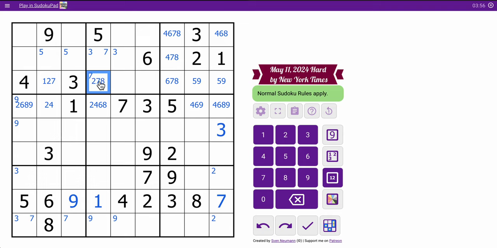Sees 1 and 6. 1, 2, 8. That can't be 6 or 7. This one can't be 2, 6 or 7. This one's 1 or 8 explicitly. What do we say? 1, 2, 6, 7, 8? This can't be 6 and those can't be 6. Duh.